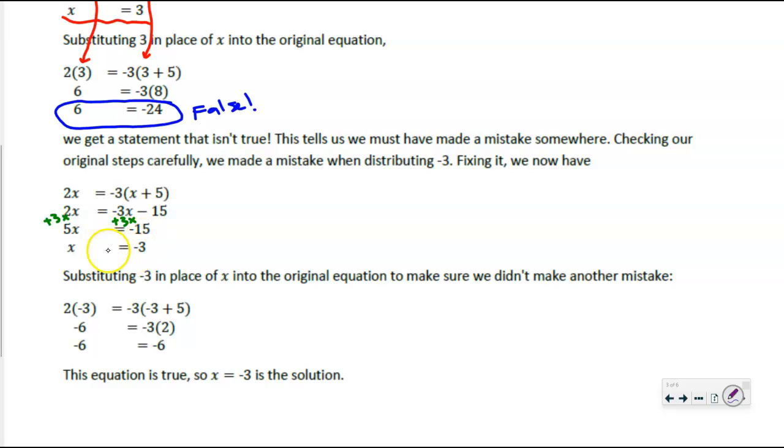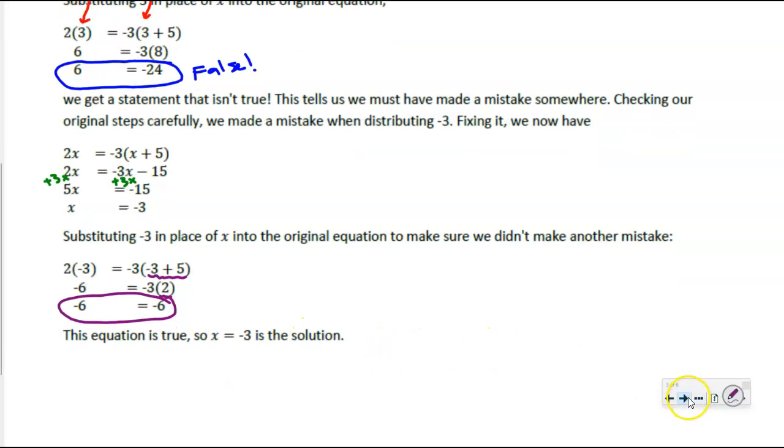This time, when I plug -3 into the equation, I have 2 times -3, which is -6. -3 times, in parentheses, -3 plus 5. Well, -3 plus 5 simplifies to 2. Multiply that by -3, and I also get -6. Now it is true. So, take the time to check your answers, and when you do, if you get a false statement, make sure you go back and check to see where your mistake is happening.